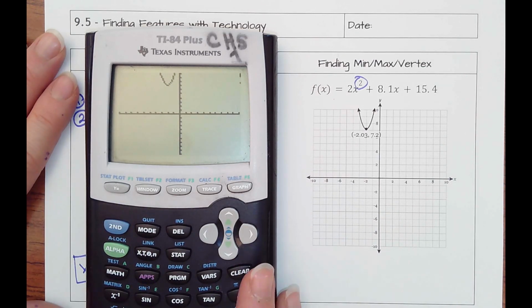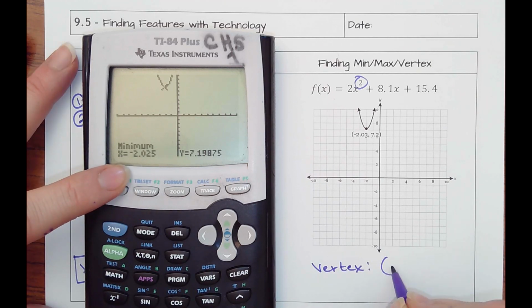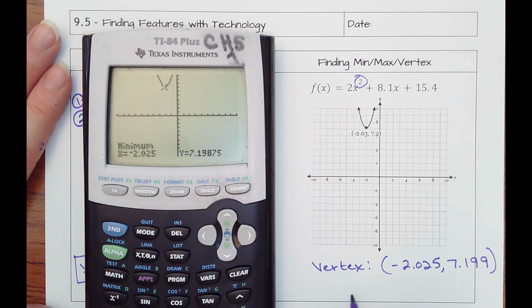Enter one more time. Now if I wanted to know the vertex, that would be that whole ordered pair, the negative 2.025 and the 7.199. If I want to know the minimum, they only want the y value. And so that would be the 7.199 or 7.2, whatever they have you round to.